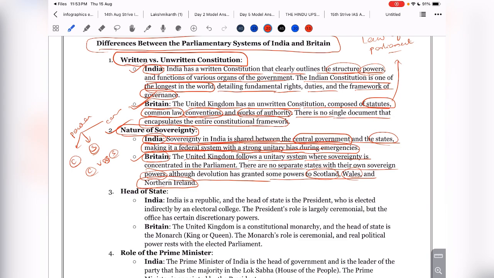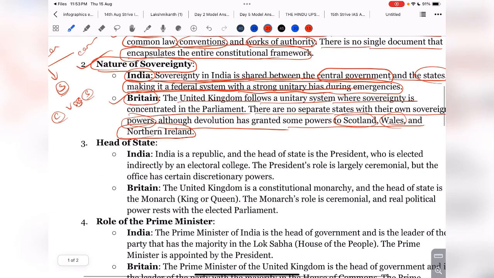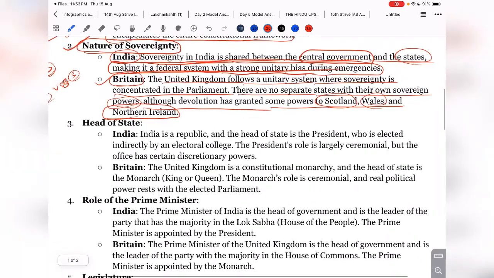They have the power to make any law. There is a very popular proverb: the British Parliament can do anything except make a man into a woman and a woman into a man. This is quite popular among constitutional experts, and it shows the power of the Parliament of Britain.